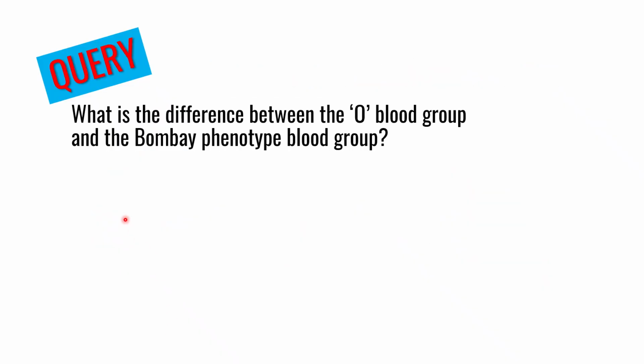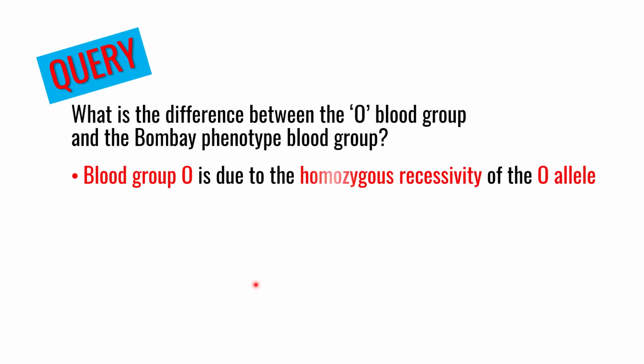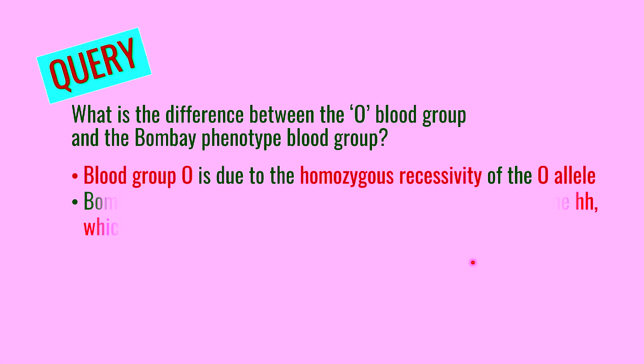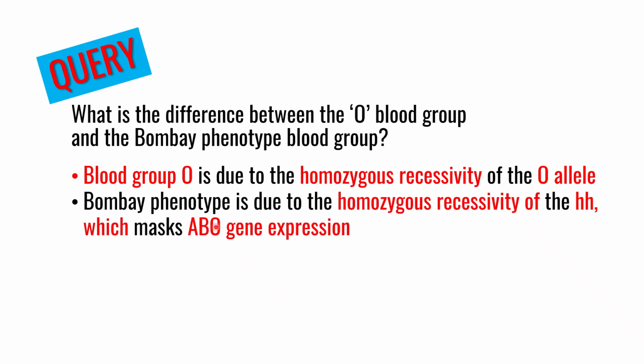There is a query: what is the difference between the O blood group and the Bombay phenotype blood group? The answer is, O blood group is due to homozygous recessivity of the O allele, whereas Bombay phenotype is due to homozygous recessivity of the H gene, which masks ABO gene expression.